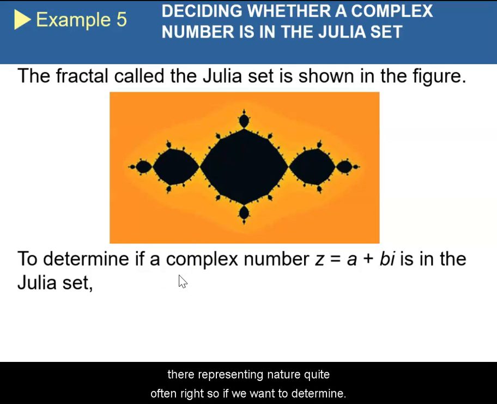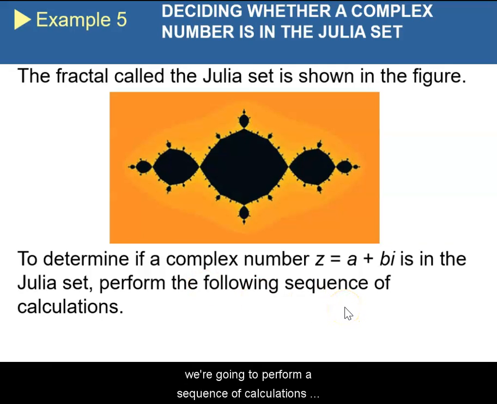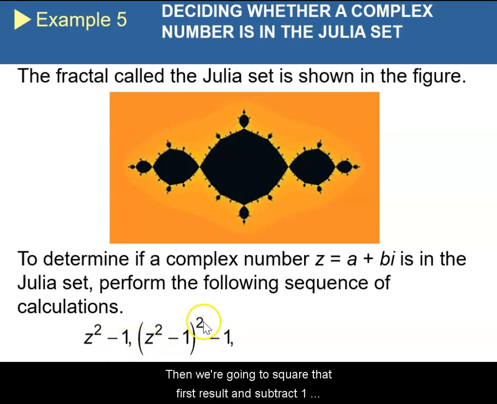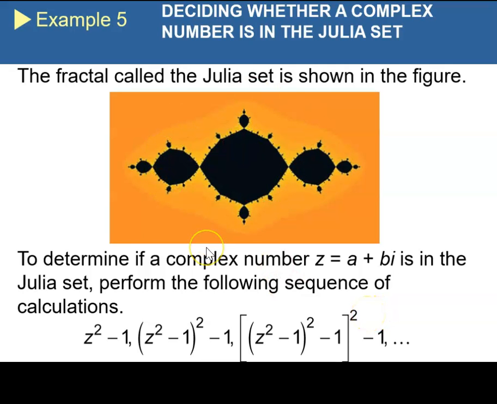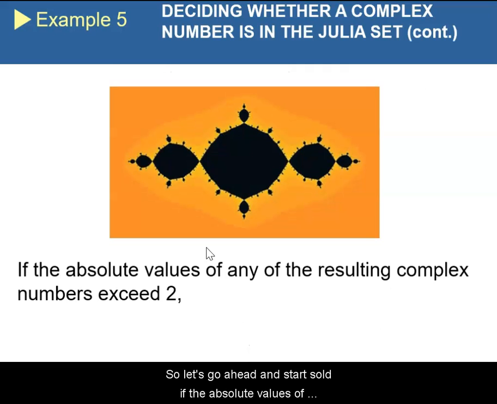So if we want to determine if a complex number is represented in the Julia set, we're going to perform a sequence of calculations. We're going to take z squared, where z is this complex number, a plus bi. We square this complex number and subtract 1 from it. Then we square that first result and subtract 1 from it. Then that second value we got, we square that and subtract 1 from it. So every time we find a value, we square it and subtract 1 from it. And the graphs of these, when you graph them in the complex plane, will start to create the Julia set. Okay, so let's go ahead and start.